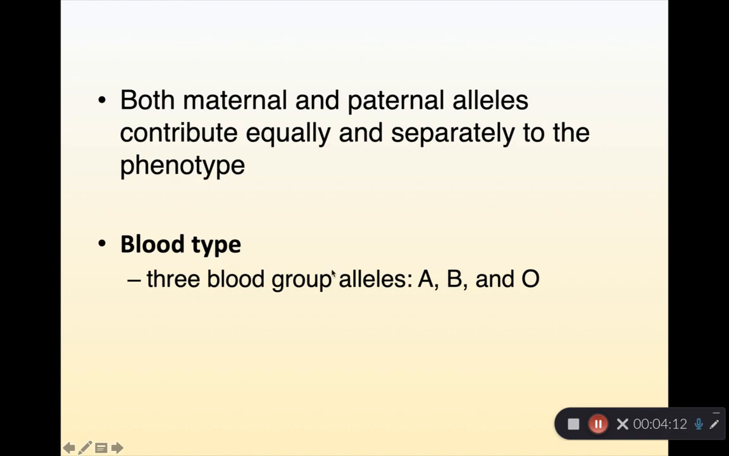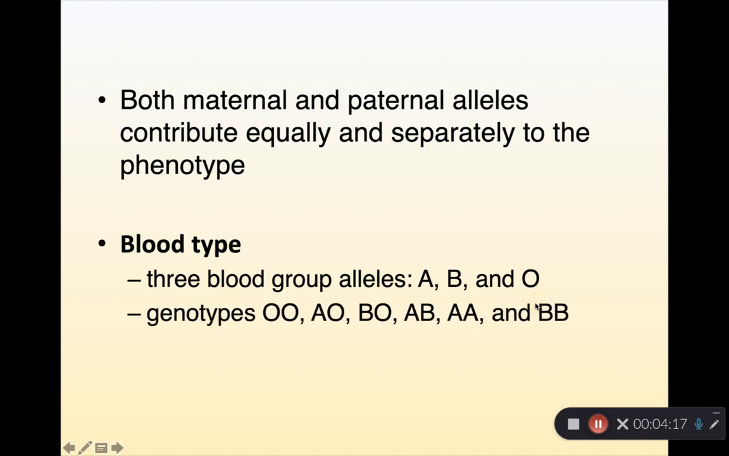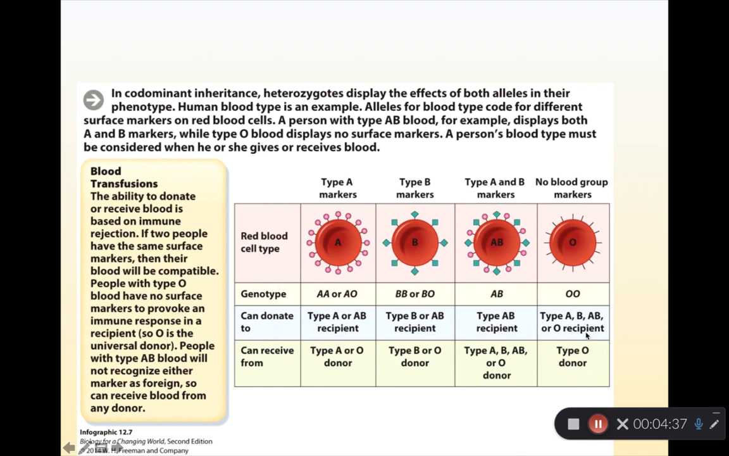So what does that mean? For blood type, there are three group alleles: A, B, and O. And because of that, there are these genotypes. These are the combinations you can have from these original three alleles: OO, AO, BO, AB, AA, and BB. So these are the genotypes that are possible. However, when we look at phenotype and this idea of codominant inheritance, the heterozygous individuals display the effects of both alleles in their phenotype.